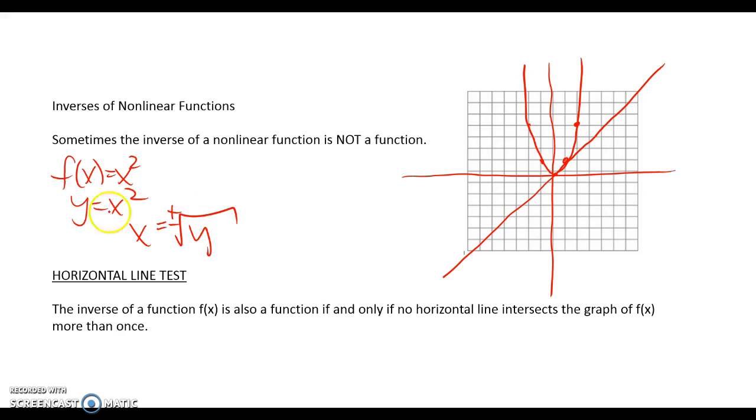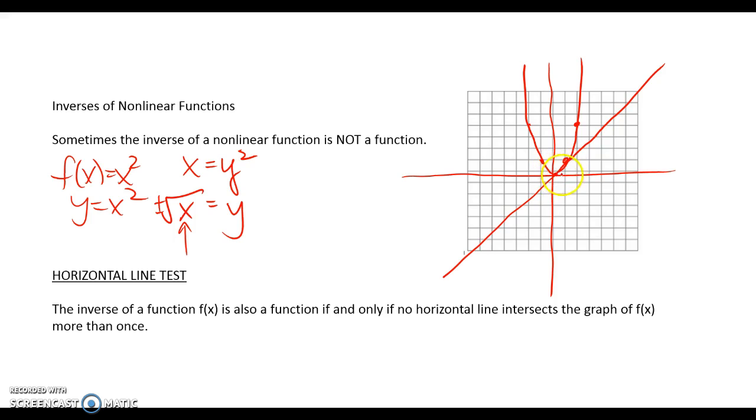Now if you look at this right here, folks, this is not a function, is it? Let me back up there. I wanted to switch x and y. So x equals y squared. y equals plus and minus the square root of x. Note, if I put an input of x into that function, I get 2 y's. So it is not a function.